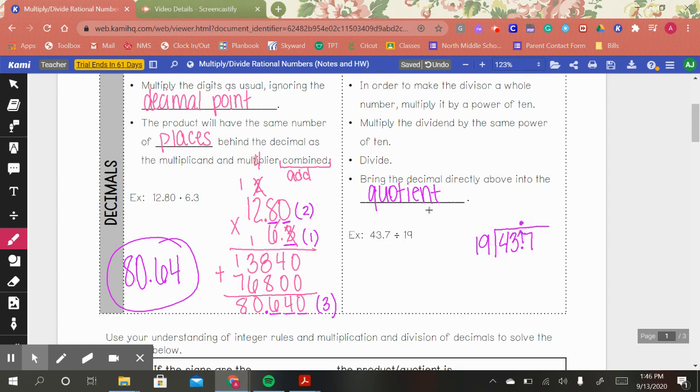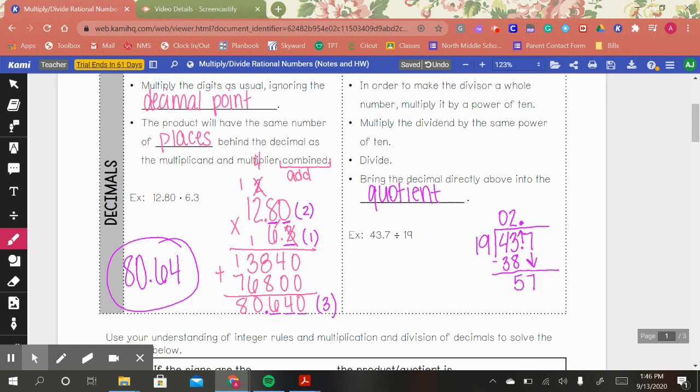19 cannot go into 4. 19 can go into 43, and it's going to go in there 2 times. 2 times 19 is 38. Again, if you need to pause this so you can work it out on your own, come back and check the work. That's what you need to do on your own. 43 minus 38 is 5. I'm going to bring down my 7.